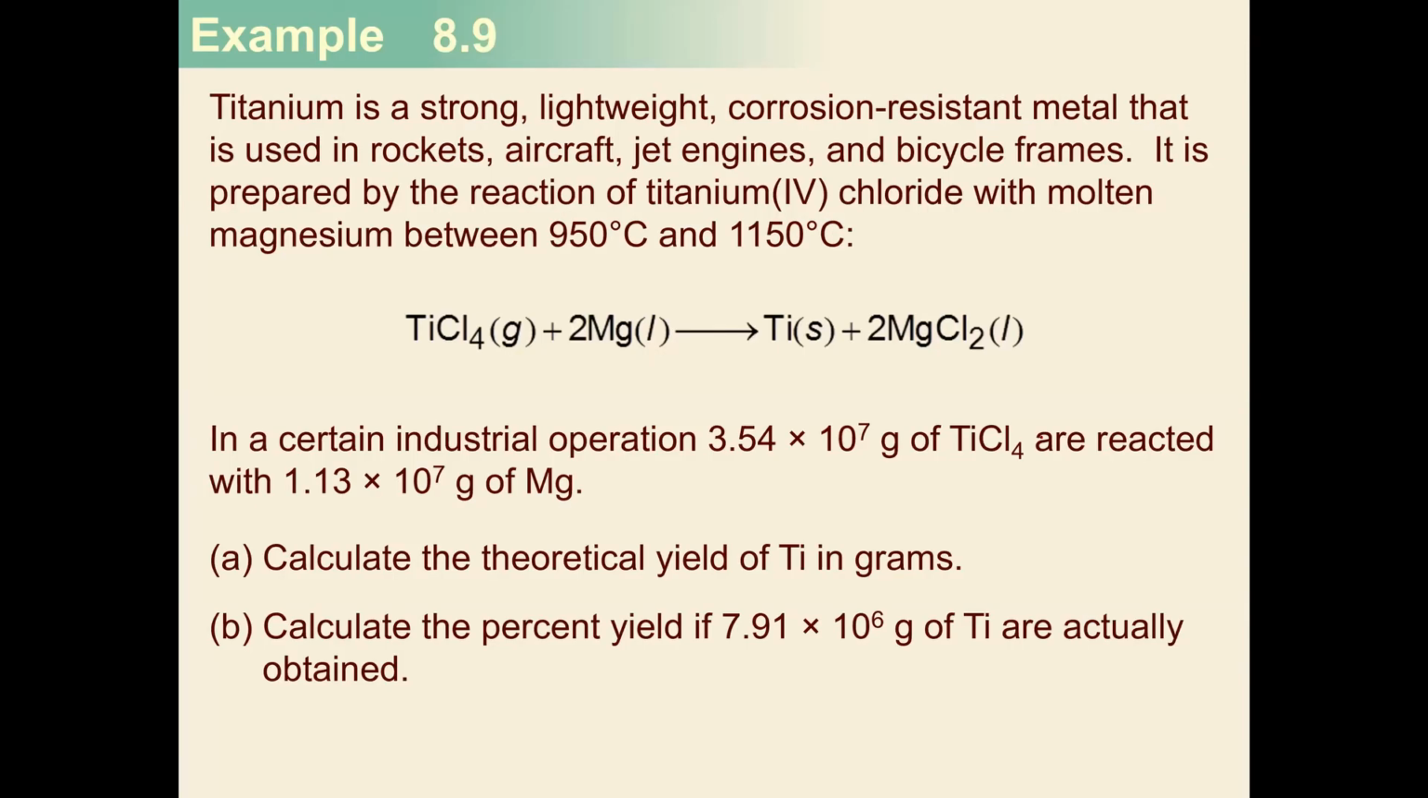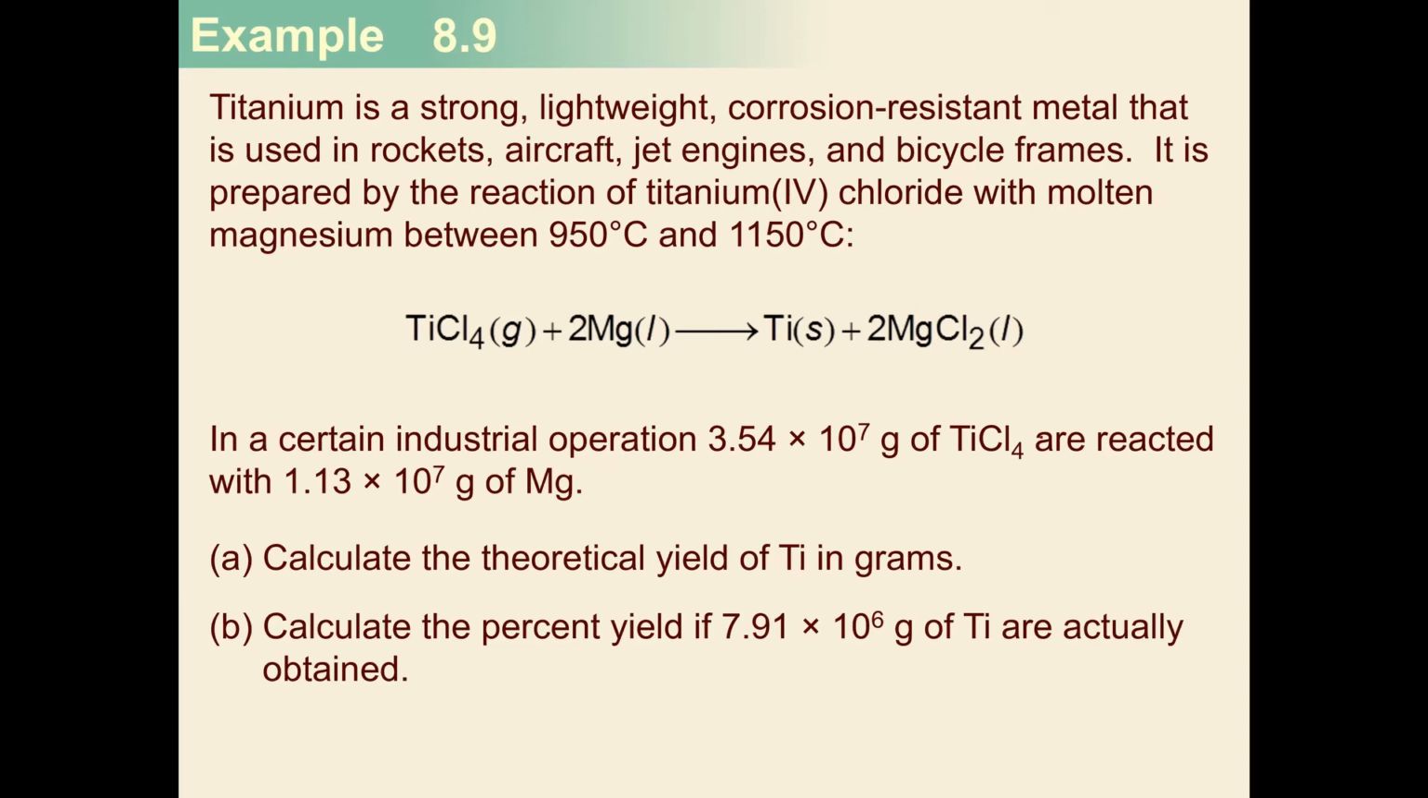So let us go ahead and try this industrial process. Titanium is a strong, lightweight, corrosion-resistant metal that is used in rockets, aircraft, jet engines, bicycle frames, and most importantly, Lieutenant Dan's new legs in the movie Forrest Gump. It is prepared by a reaction of titanium(IV) chloride with molten magnesium at a temperature right around 1,000 degrees Celsius. You can see the balanced chemical equation, and I now give you masses of both titanium chloride and our magnesium.